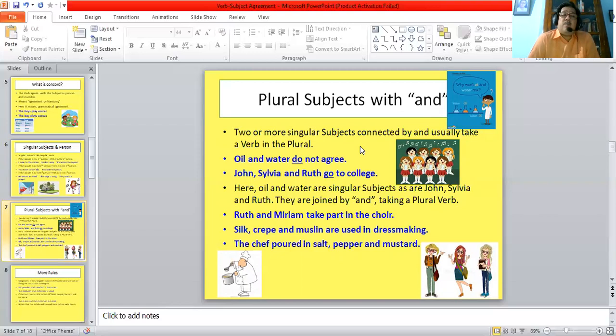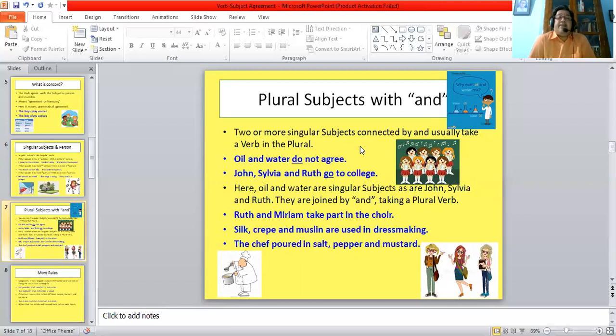So here, oil and water are singular, and John, Sylvia, and Ruth are also singular. They are joined by "and" and take a plural verb. Similarly, other examples: Ruth and Miriam take part in the choir. We will not say "Ruth and Miriam takes part in the choir." We have to say they take part in the choir.